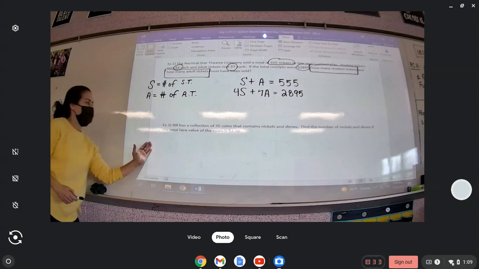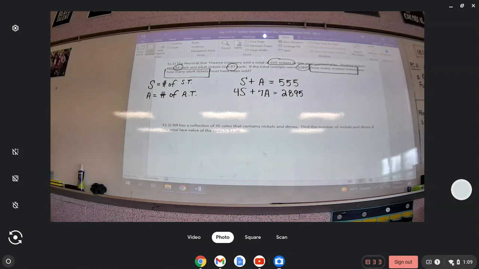All right, let's look at number 3. Guys, if you were to look up system word problems in any math book or any online, coin problems are extremely popular system word problems, all right?